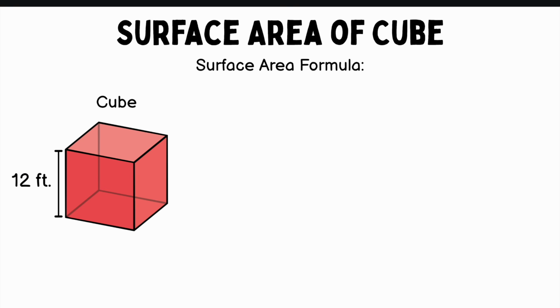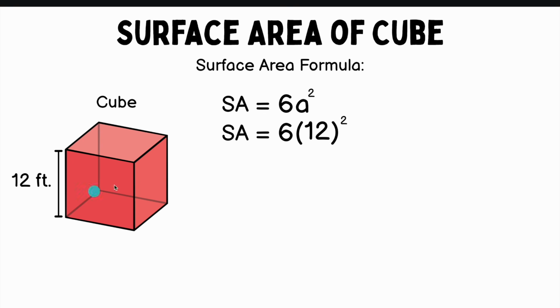This cube has a side length of 12 feet. Let's write the formula for surface area of a cube. Surface area equals 6A squared. Let's plug in A. We know this side length is 12 feet. So we will write surface area equals 6 times 12 squared. Now let's solve the exponent. 12 squared. 12 times 12 is 144. Let's bring down the 6.